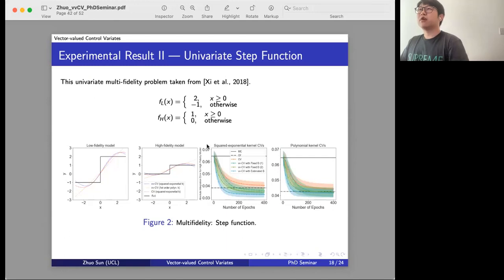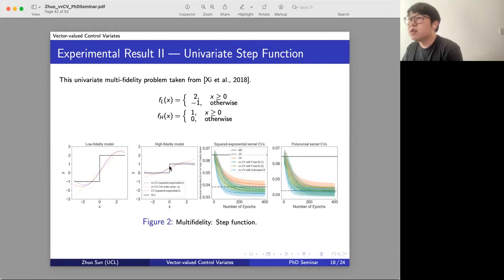Here I'm showing another example that has been used in the multiple related BQ literature. This example is taken from Xi et al., the paper called "Multiple Related Integration by Bayesian Quadrature." Here I'm comparing VVCVs using different base kernels. The blue lines are the cases where we use a squared exponential kernel as our base kernel, while the straight lines are the cases where we use a first-order polynomial kernel as our base kernel. The red lines are just the standard scalar-valued control variates, where we are using the squared exponential kernel K.